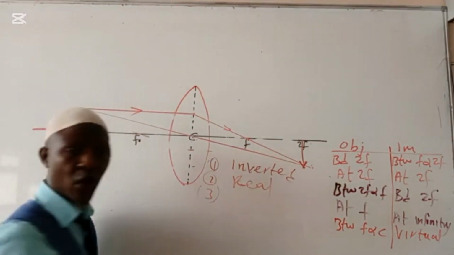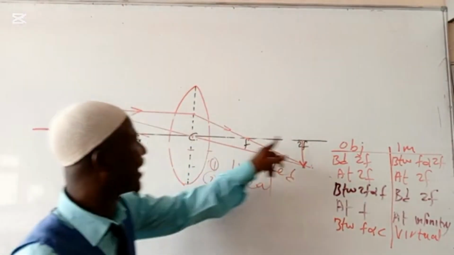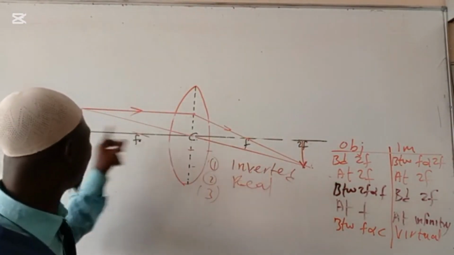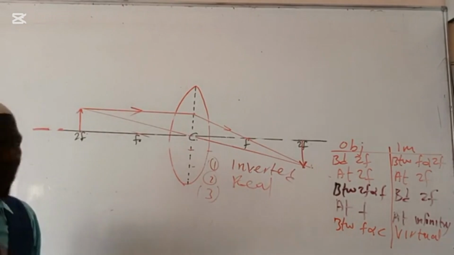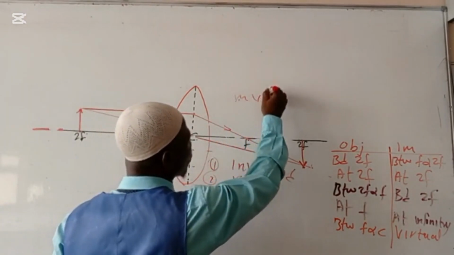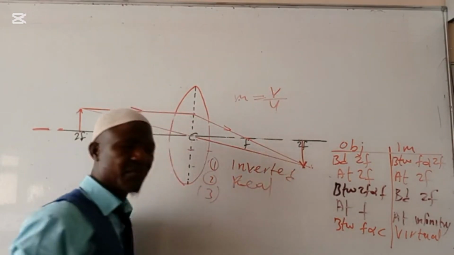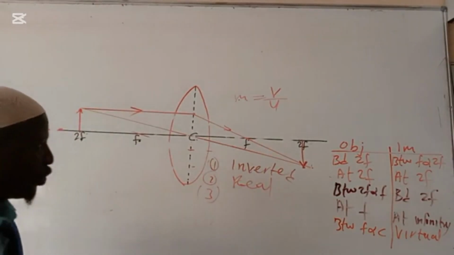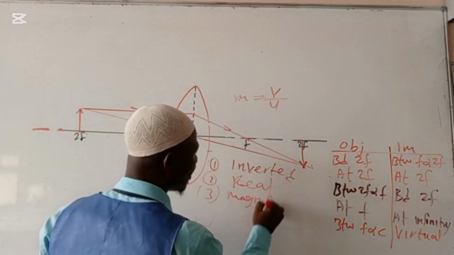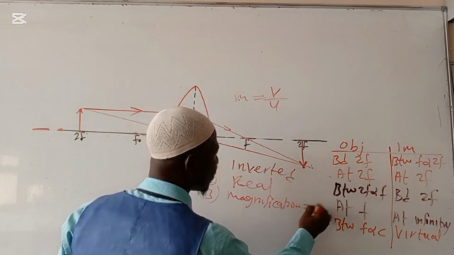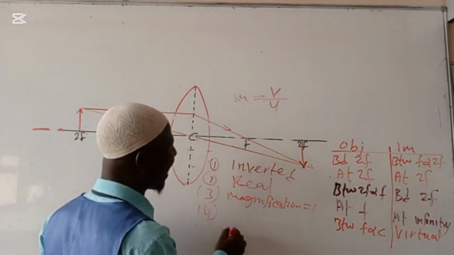Number 3, it forms unit magnification, because the distance of the object and the distance of the image are equal. So magnification will be what? 1. Don't forget, magnification is equal to image distance over object distance, or image height over object height. So magnification is equal to 1. It has unit magnification. Then number 4, it forms at 2F.